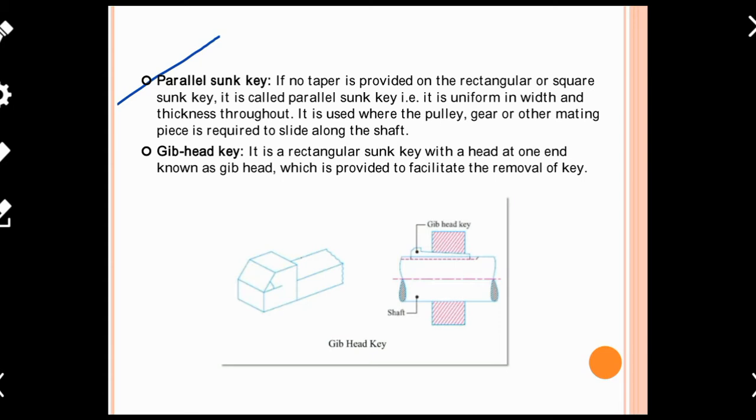Now after that, there is a fourth type of sunk key, and that is the gib headed key. Look at the diagram carefully. Generally this type of key has a square or rectangular cross section, but a special shape is given to the head of this type of key. Look, there is a block type of raised head with one end cut in a taper section, and this special shape is given. The purpose behind this design is that it helps or assists to remove the key from the two mating parts.